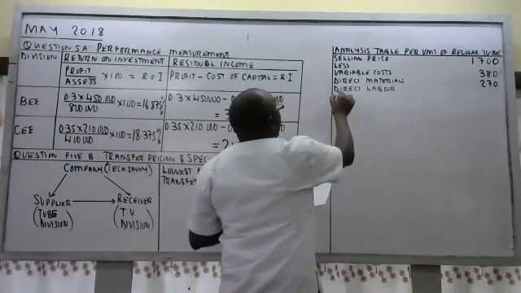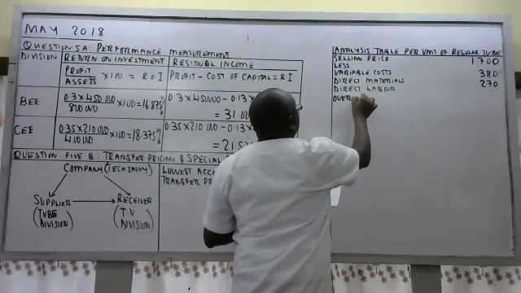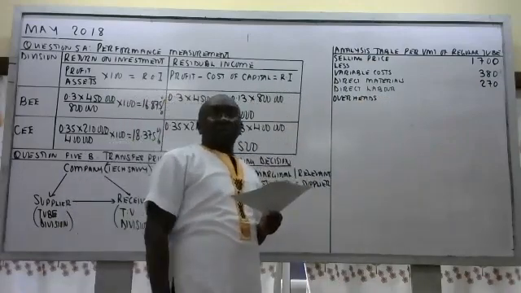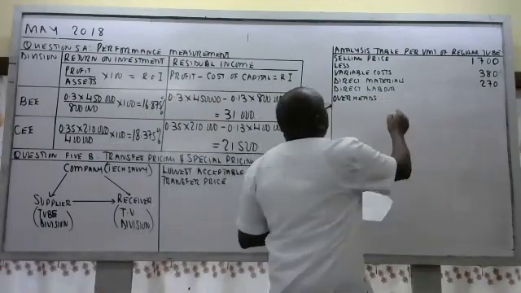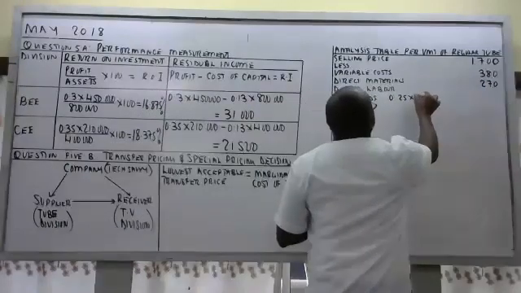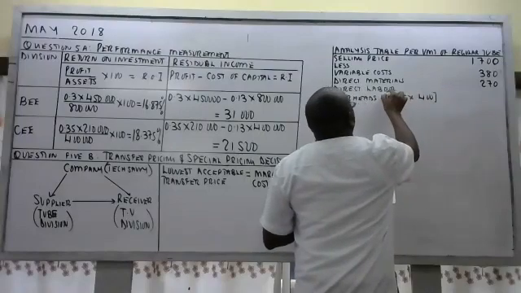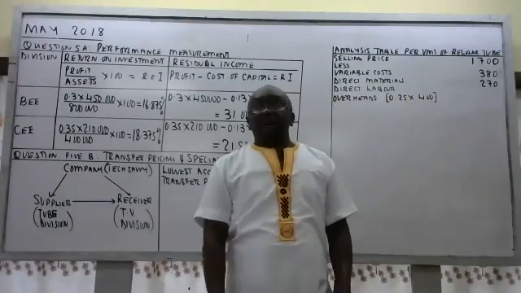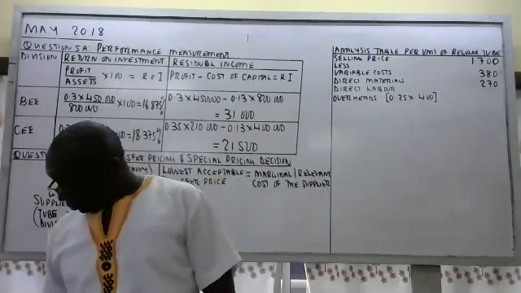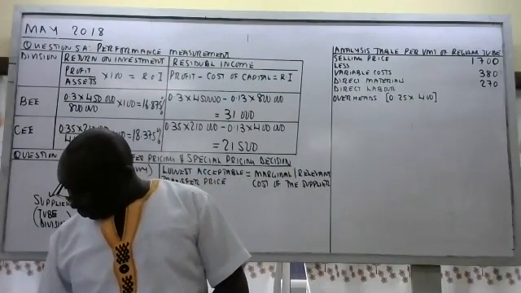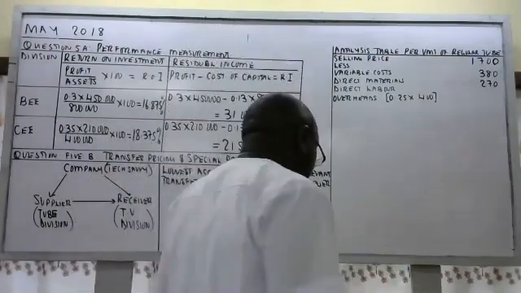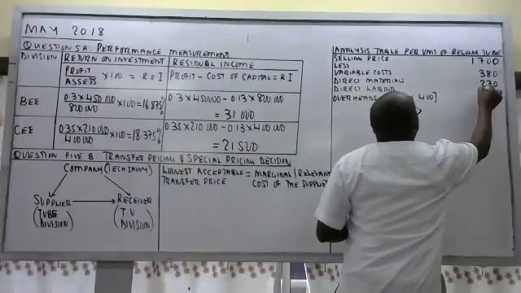It is followed by overheads. Now, overheads, you can see, we are told 75% are fixed, so the variable must be 25%. So 25% of 400 is how much? Yes, I can see 100. It is 100.